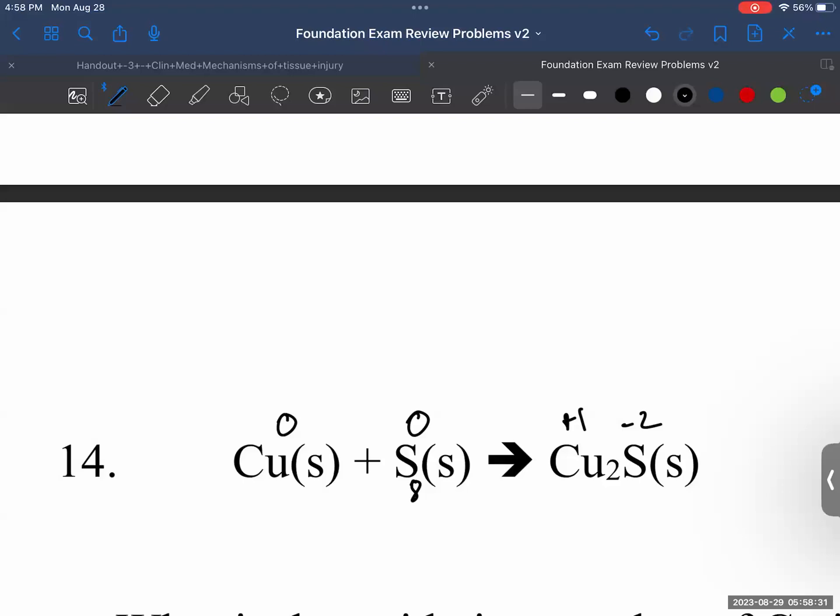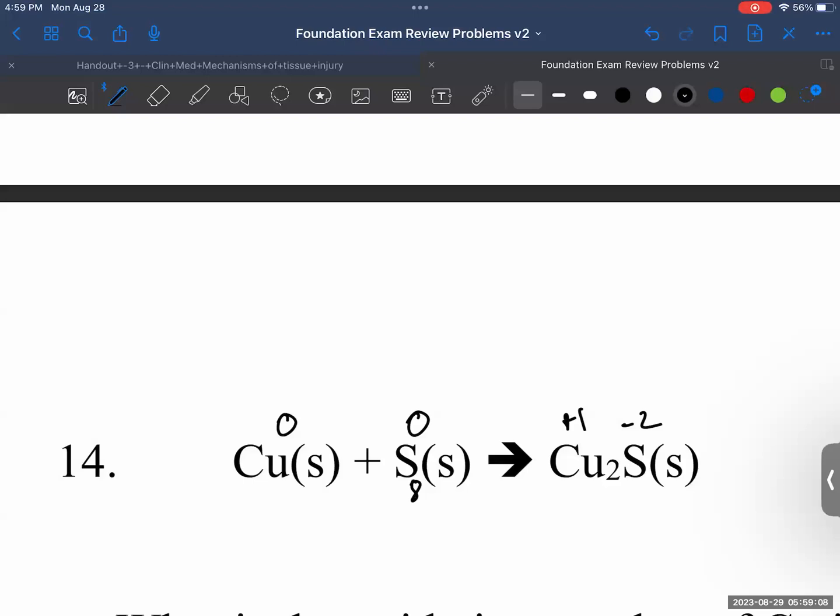So another follow-up question. Which one is my oxidizing agent? Sulfur. It is sulfur because remember the oxidizing agent gets reduced. And what is my reducing agent? Copper. Remember the agents do the opposite of what they do. So oxidizing agent gets reduced, reducing agent is oxidized.